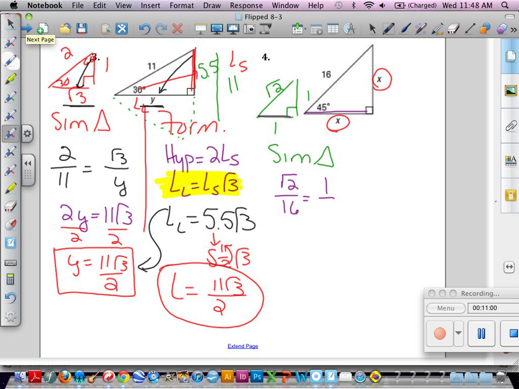Cross multiply, x root 2 equals 16. Divide by root 2, x equals 16 over root 2. This is why we did our radical work. Multiply by root 2, multiply by root 2. X equals 16 root 2 over 2. Reduce that, and you're going to get 8 root 2.